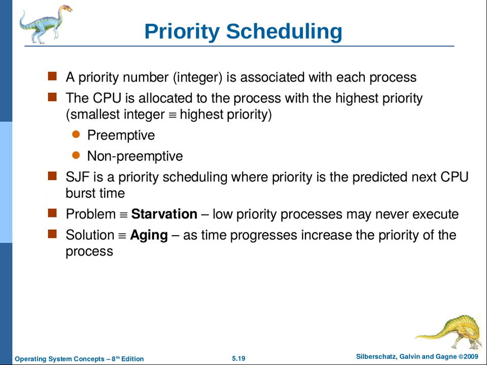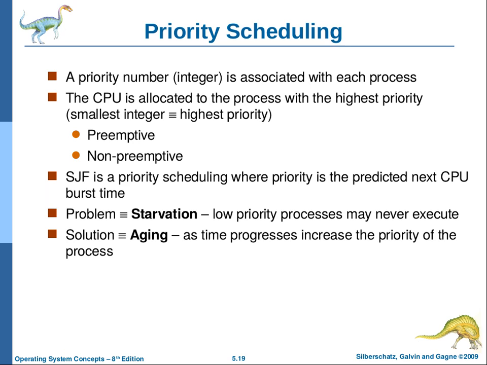So it's a number, an integer associated with each process. Instead of this tau, you're just going to give it an integer. The CPU is allocated to the process with the highest priority. Now this is kind of inverted: the smallest integer is highest priority. For example, 0 has a higher priority than 100. I guess you could do preemptive and non-preemptive as well.